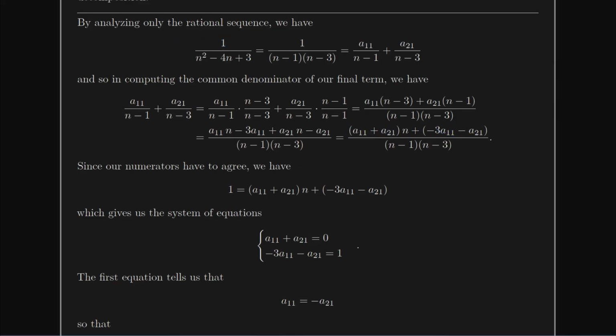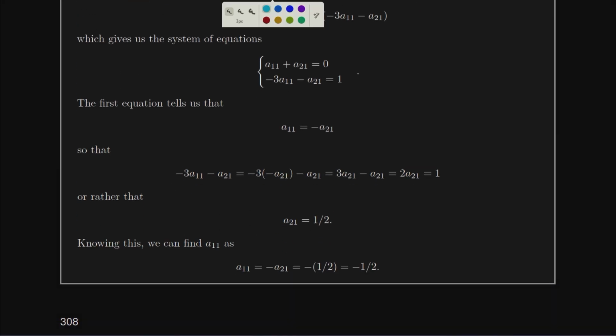And I'm going to go ahead and solve my system of equations by solving the first line, which tells me a11 is negative a21, plugging in that negative a21 for a11 in the second line. That's going to give me negative 3 times negative a21 minus a21, which simplifies to 2 copies of a21 equals 1. Well, if 2 copies of a21 equals 1, then a21 by itself must be a half. And if a11 is negative of a21, a11 must be negative a half.